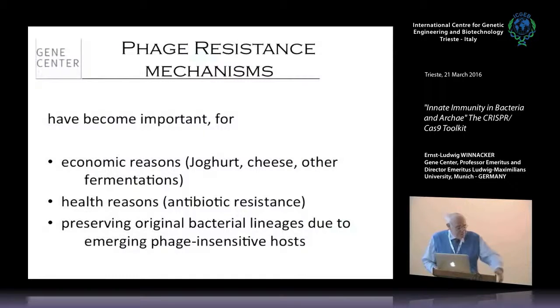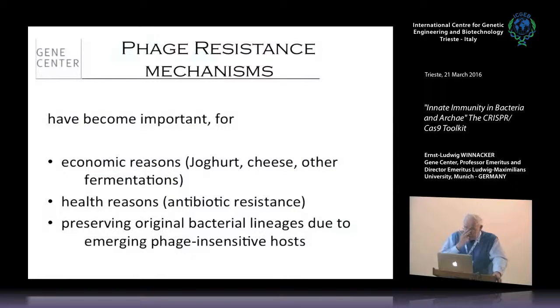And even the classical phages, which we grew up with, like T4 or Lambda or T7, are very difficult to come by these days. Everybody cleaned their refrigerators. So health reasons, and then of course the microbiologists want to keep original bacterial lineages because they want to have phage-insensitive hosts in order to keep their collections alive. That's also an interesting point.